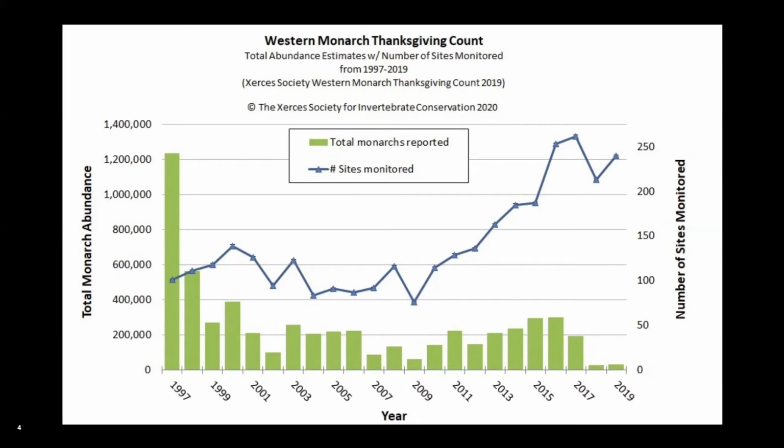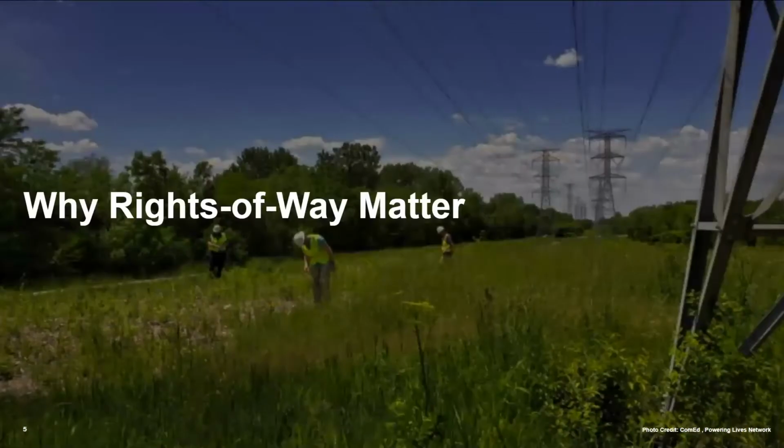So what's causing this serious decline in the populations? Well, most scientists point to major reductions in milkweed habitat areas due to land conversion and especially changes in agricultural practices, such as the widespread use of GMO crops, coupled with the increased use of herbicides and pesticides, and also drought and climate change play a role. I'm going to turn it over now to my colleague, Nicole, to talk about how rights-of-way organizations are working together to help provide more habitat for pollinators.